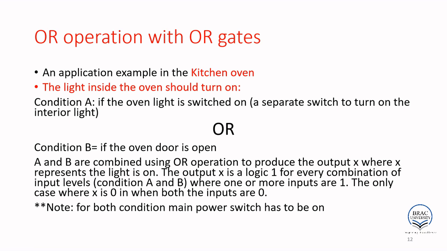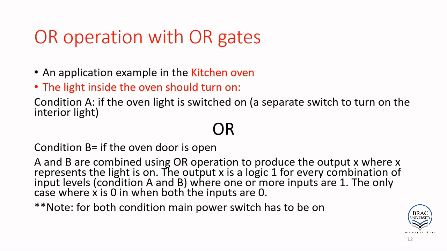OR operation. An application example of the OR operation is the kitchen oven. The light inside the oven should be turned on. To turn on the light inside the oven, we have two conditions. Condition A, if the oven light is switched on. Condition B, if the oven door is open. If either of the conditions is on, then the light inside the oven should turn on.